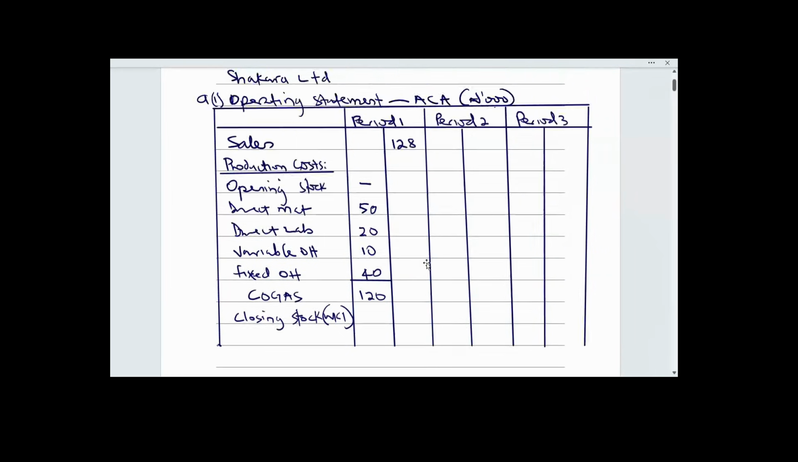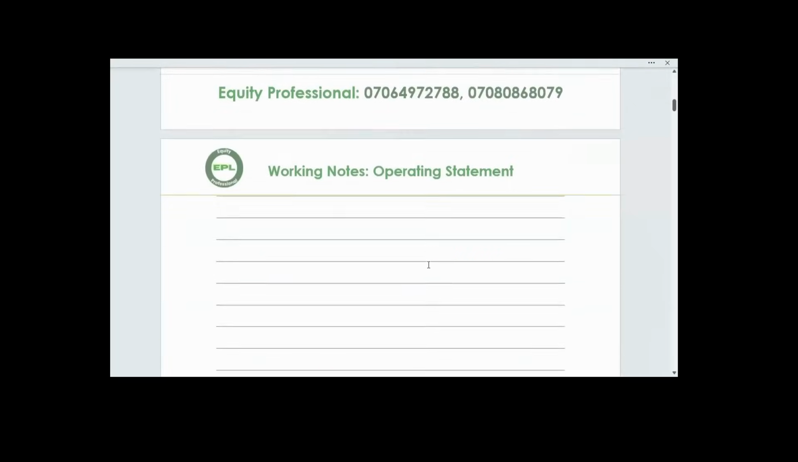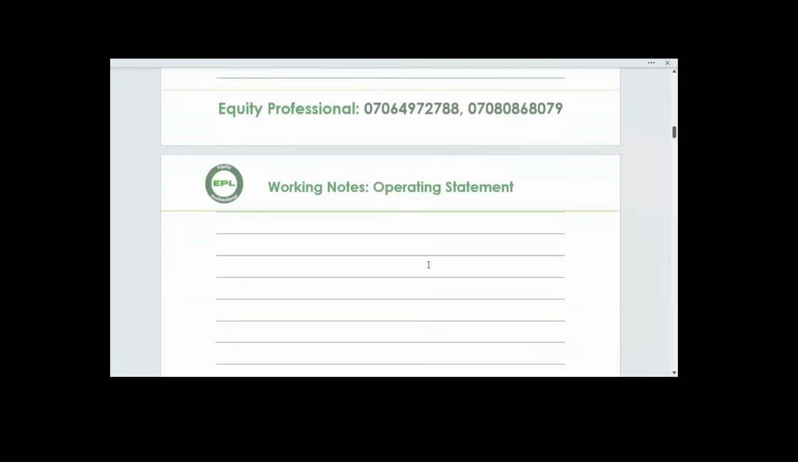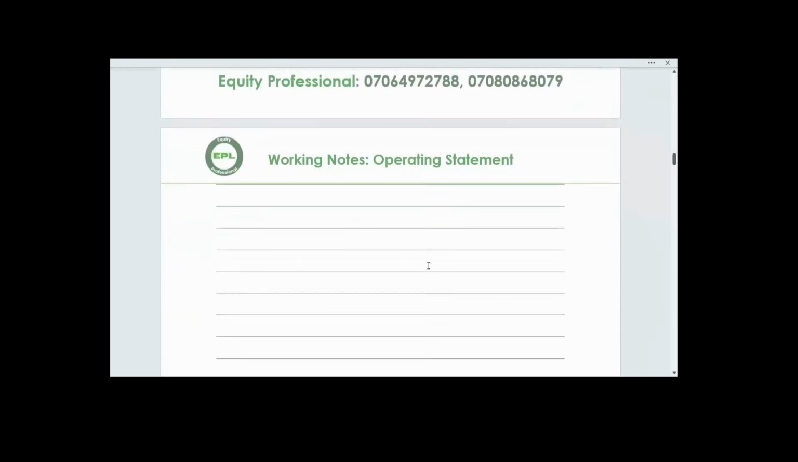This first page is for absorption. The second page is for marginal. The third page is for reconciliation. Then the fourth page will be for our workings. Working number one, closing stock. So we have three different periods. So we do for period one, period two, and then period three.